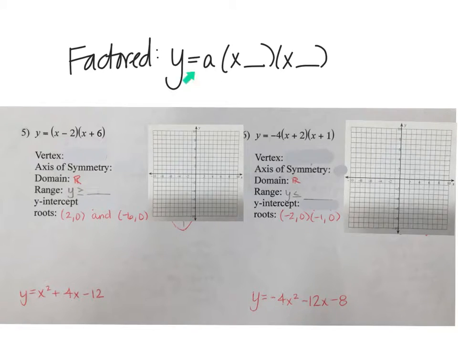All right, factored form. This is questions 5 and 6. Remember, a in the front is still the slope. And then our other 2 sets of parentheses here each give us roots. Remember, because they're inside parentheses, we have to think opposite.